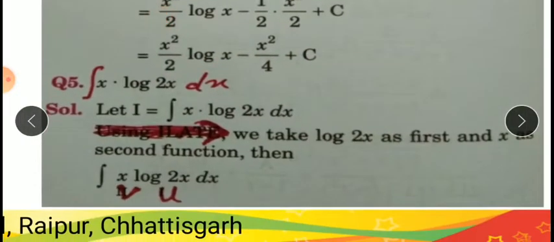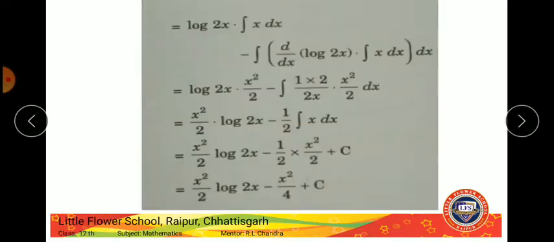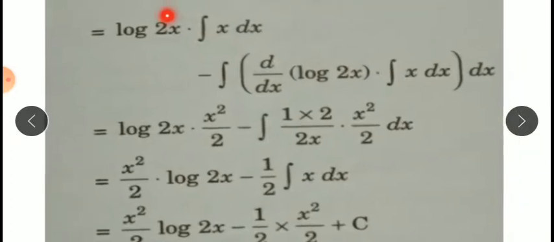Now refer to question number 5. Integration of x log 2x. Here x is considered as the second function and log 2x as the first function. Log 2x as first function, and x is second function, that is integration of x minus again the same thing, integration of d/dx of log 2x and integration of x.